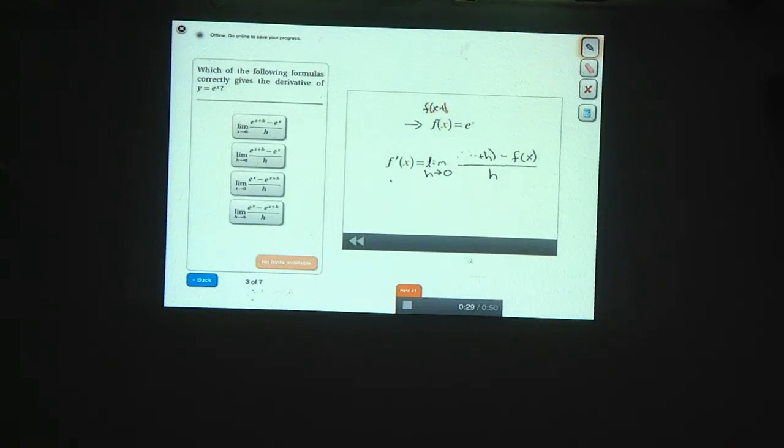Now we know what f of x is. It's e to the x. What is f of x plus h? Well, we use the formula down here, and we replace x with x plus h. So this is e to the x plus h. If you plug these two into the definition of a derivative, you should be able to find your answer.